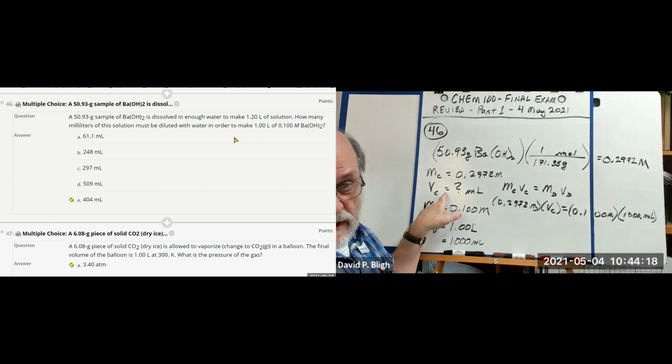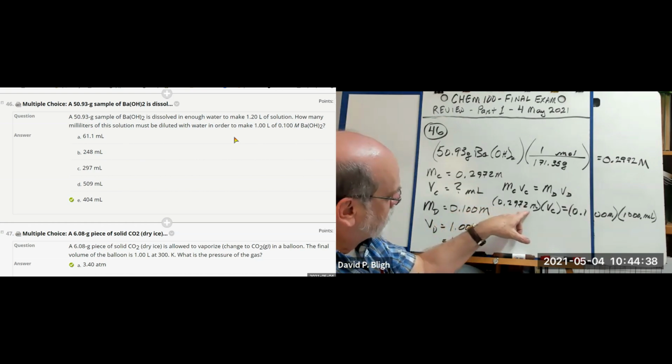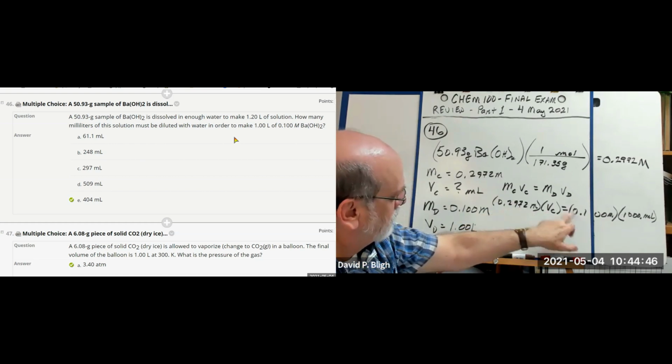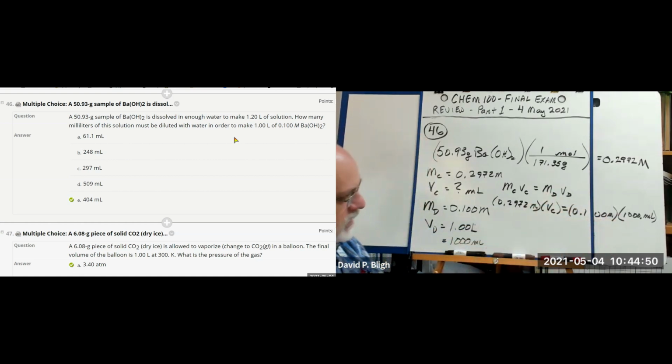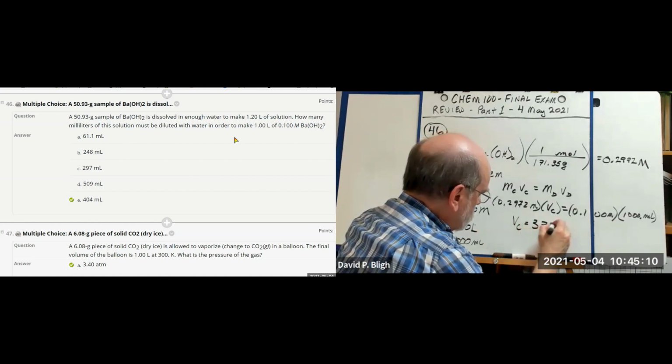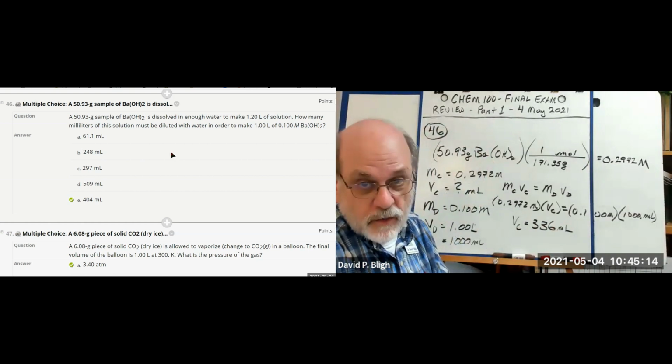We need to know how much volume, how many milliliters of this solution must be diluted. Right, so that's the unknown. Final molarity is 0.1 molar. Yes, and 1 liter, which is 1,000 milliliters. Okay. So now, if we put them in 0.2972, that's no transposition error there. That's our unknown. 0.1 molar for this one, and 1,000 milliliters. Okay. So 0.1, enter 1,000 times. That was right the first time. Then divide by 0.2972. 336. Volume, 336 milliliters. So this one is wrong.